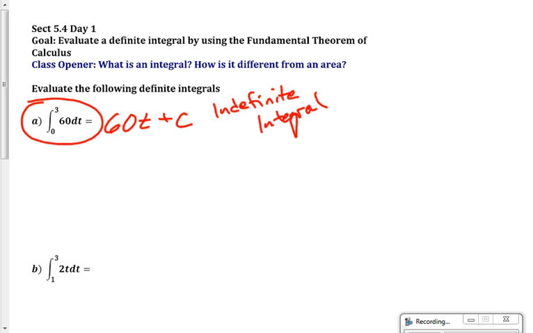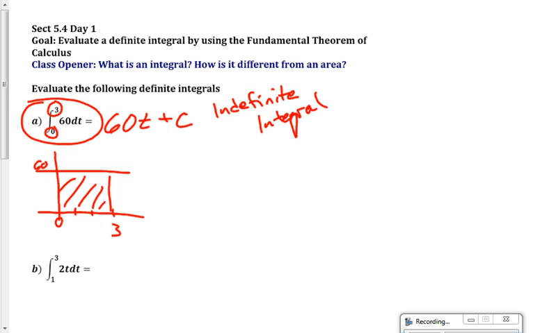Does that make sense? So for right now, what I'd like you to do is consider 0 to 3, so 0, 1, 2, 3, of the horizontal function y equals 60. So from 0 to 3, under the curve y equals 60, you're going to find that area. We should end up with 180 here.